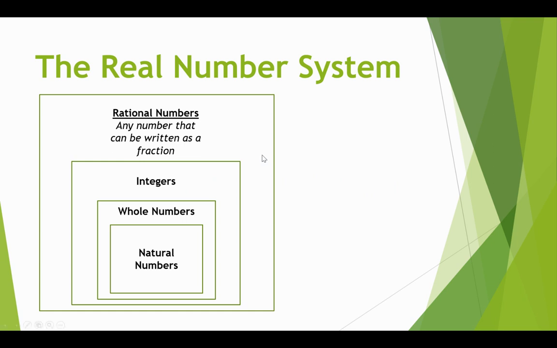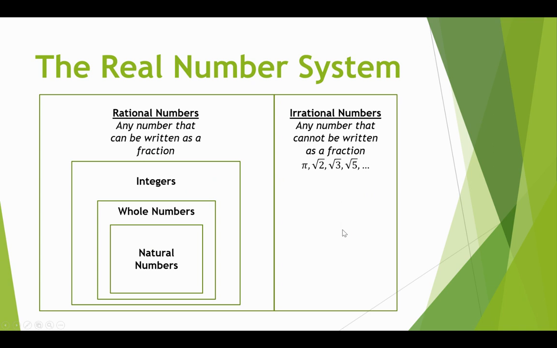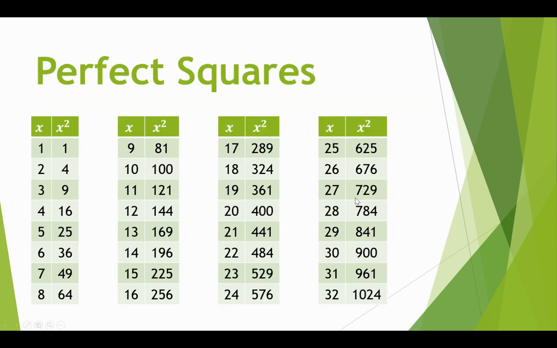But we got to take it one more step to our irrational numbers. These are any numbers that cannot be written as a fraction. So things like pi, square root of 2, or we could say this radical 2, radical 3, or square root of 3, radical 5. You're going to hear the word radical about 1,000 times in this lesson, but let's keep rocking.